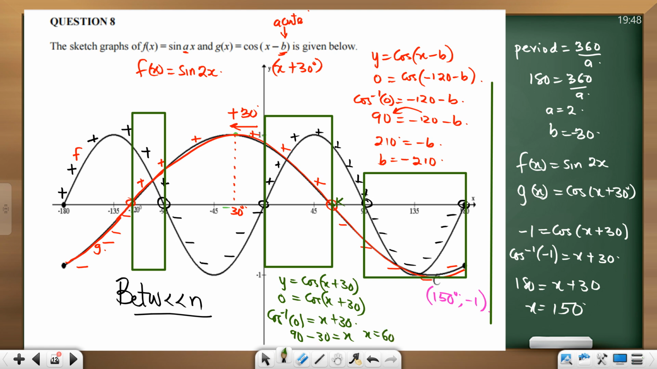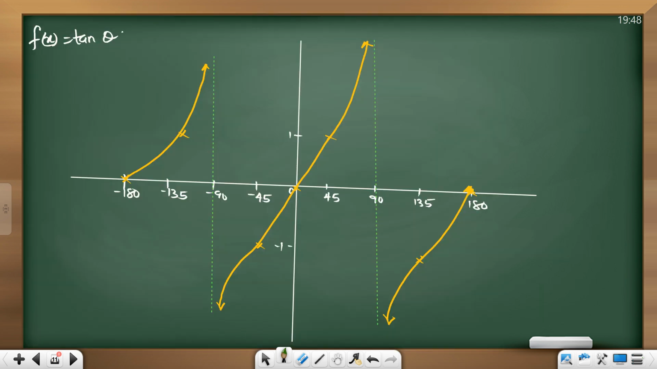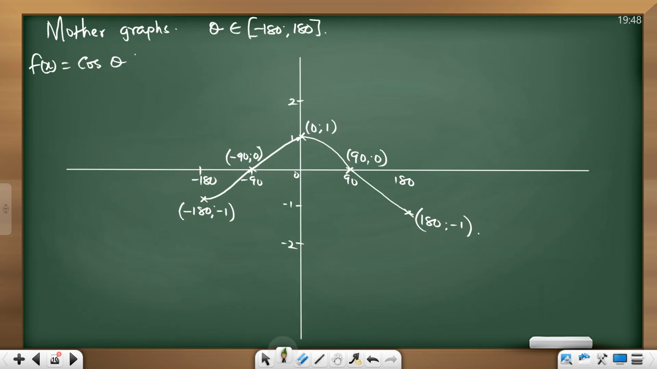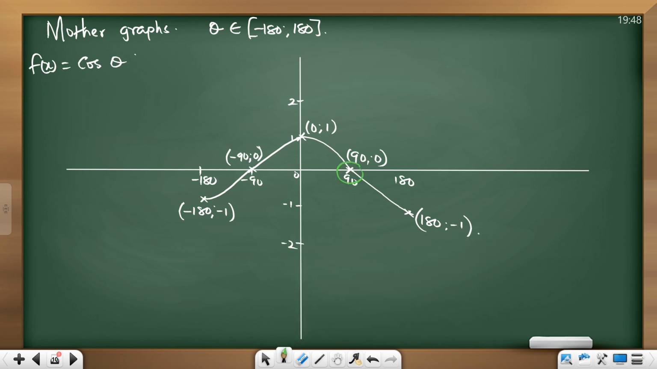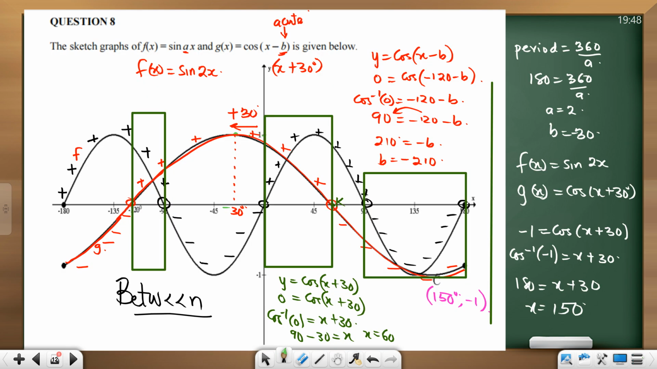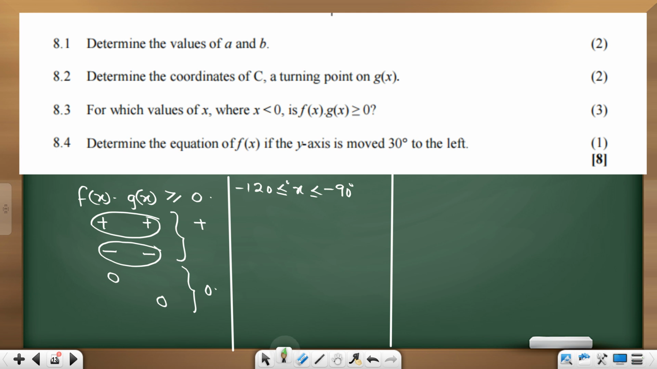Let's prove it with the mother graph. This is for somebody who doesn't want to use the mother graph. Somebody who wants to use the mother graph would remember this. Do you notice where our x-intercept is? 90. And we moved 30 units. 90 minus 30 is 60. I'm showing you both ways, either by mathematics or by the mother graph. So K is 60. So we said between 0 and 60.